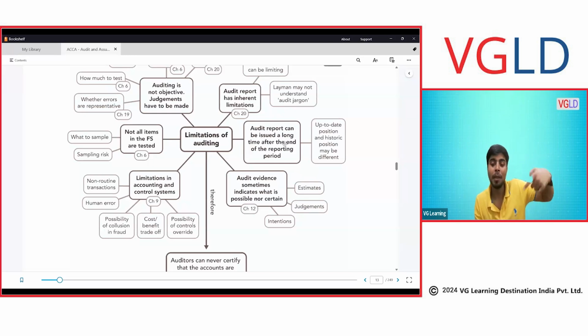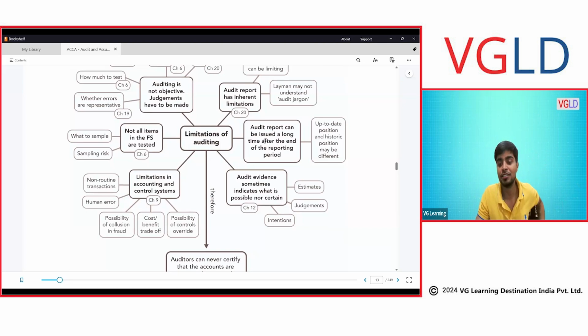So the audit report may be issued after a period where it is no longer relevant. Okay, so let's say a fraud happens. If the event has already happened and you're reporting it after one year, how is this relevant anymore? The audit report can be issued a long time after the end of the reporting period, whereas shareholders could have taken action had they known. This is one of the limitations of audit.